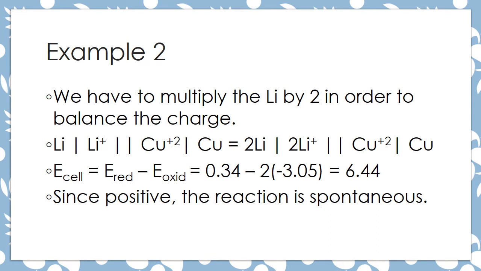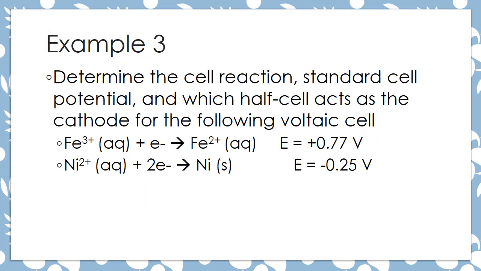So in this example, I used the shorthand notation in order to inform you where the reduction was and where the oxidation was. And you also had to multiply one of them by 2 so that the charge was balanced. Let's look at another example.